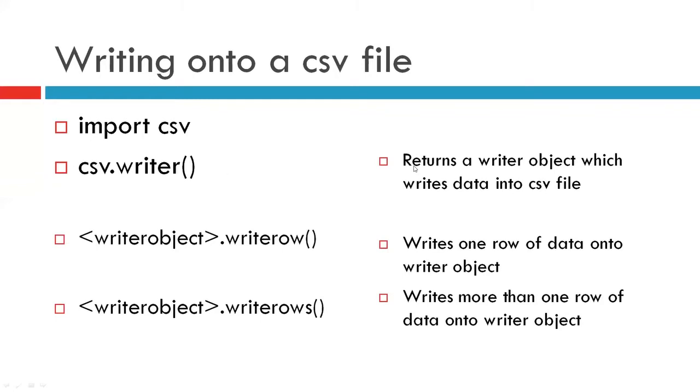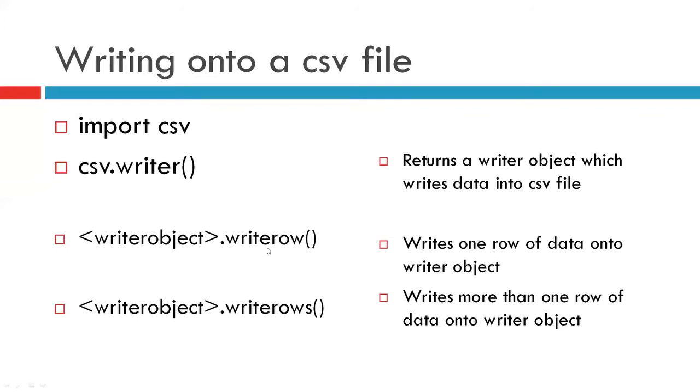csv.writer returns a writer object which writes data into a CSV file. In order to write data onto a specified CSV file, I need this specific function called csv.writer. Among the other two functions, namely writer object.writerow and writer object.writerows, it is enough if I use one of them.